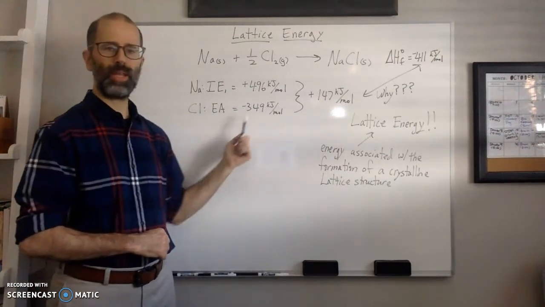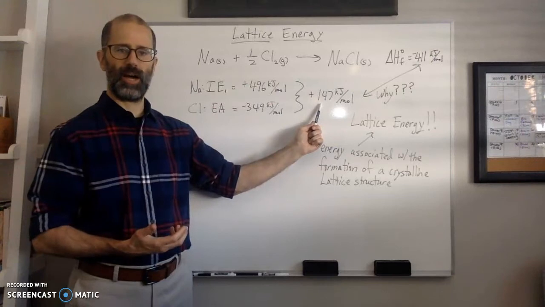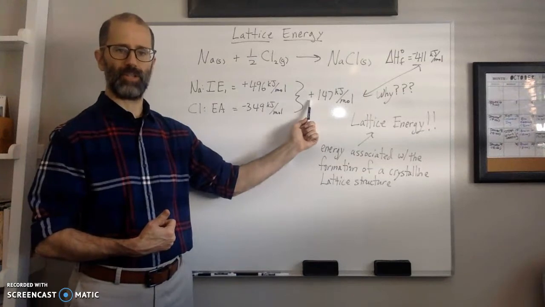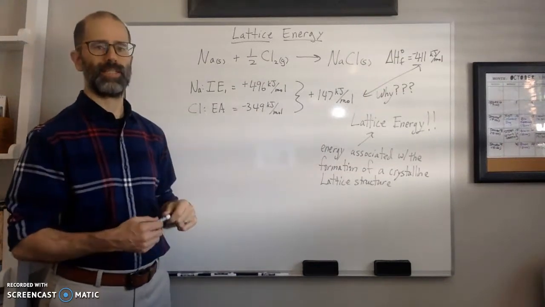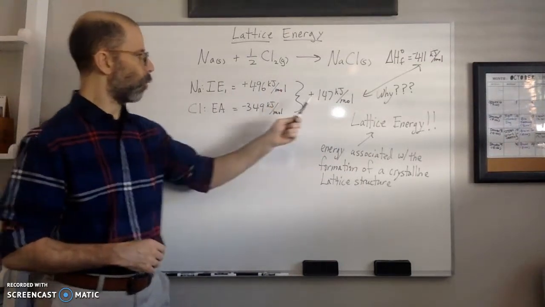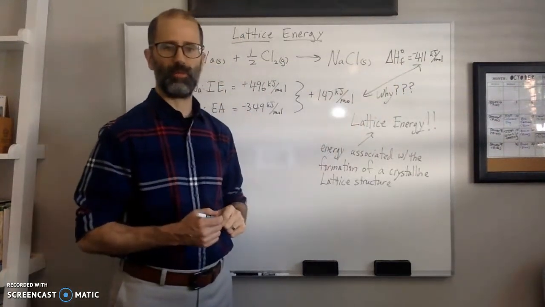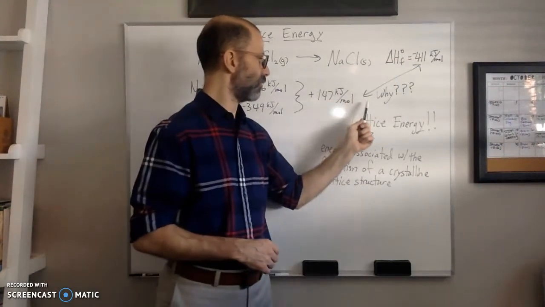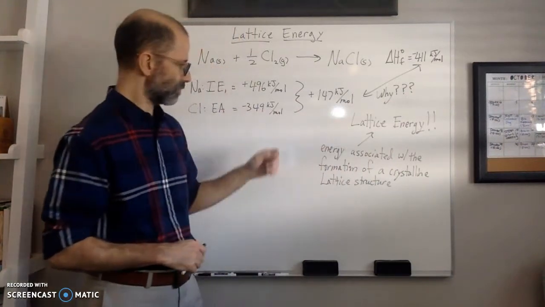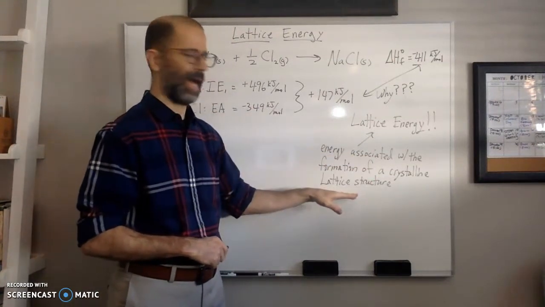So if you were looking only at electron transfer from sodium to chlorine, you would actually be absorbing energy. So this would take overall a positive amount of energy. So the transfer of electrons can't be the whole story with regard to forming the salt. And so why is there a difference between this and the standard enthalpy of formation? The reason is the lattice energy. So the lattice energy is the energy that's associated with the formation of a crystalline lattice structure.